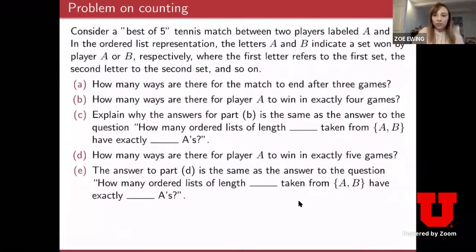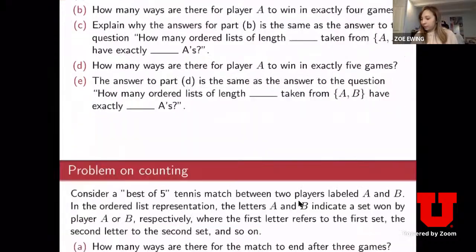I think combinatorics are awesome. Not everyone agrees with that, but I think they're fun. So we have a best of 5 tennis match with two players that are A and B. And the letters A and B indicate a set won by one of those players. The first letter refers to the first set, the second letter to the second set, and so on. So we've got a few different questions about this. Let's just go through them one by one.